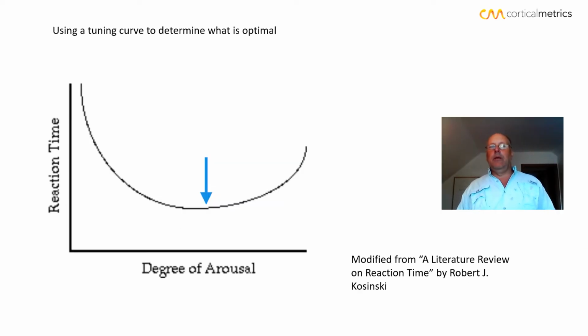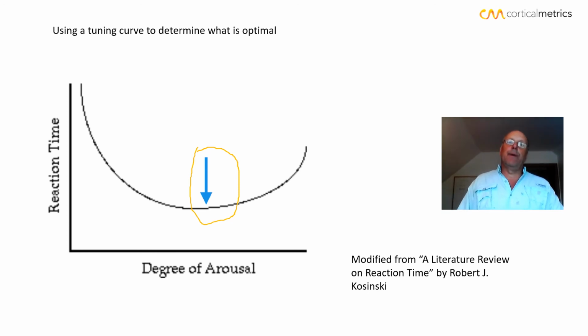And in here I put a tuning curve because this was in another paper. Actually, I found this in a very good literature review on reaction time by Robert Kaczynski of Clemson University, who kindly put his review online. But I just want to give an introduction to a tuning curve. When you look at this graph, one thing that you'll notice is that there's an arrow right here, and that's optimal performance.